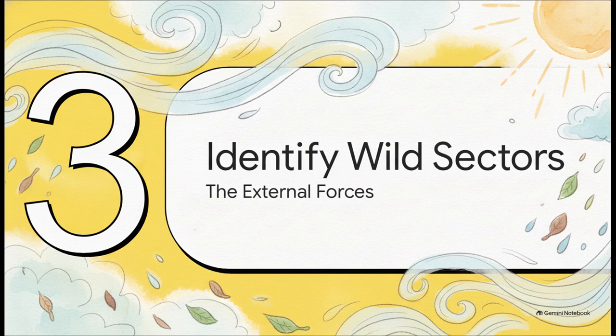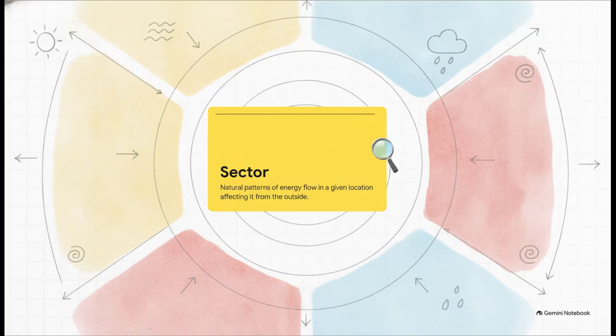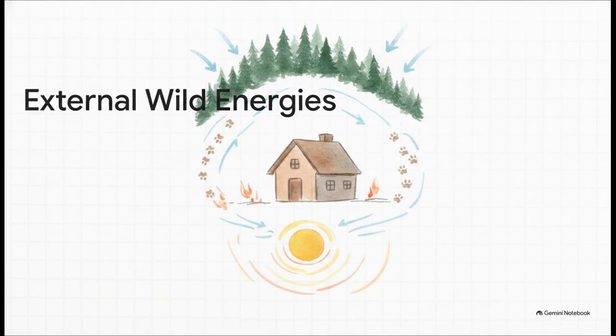Section 3. Identifying wild energy sectors, the external forces. All right, so we have our internal human energy mapped out, but now we really need to overlay the external, uncontrollable forces that are constantly sweeping across our site. Unlike our human-centric zones, a sector is a compass direction, or a wedge, outlining where these external, wild energies actually enter and flow through your property. Picture these broad, sweeping wedges of yellow, blue, and red watercolor cutting directly across all those concentric zone circles we just drew. So what exactly are we tracking here?